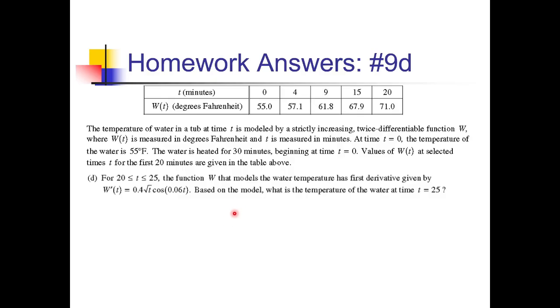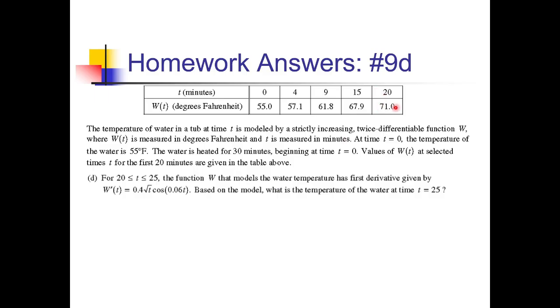For part D of this problem, this is kind of the epilogue to the first 3 parts because this table stops at 20, but you might wonder what happens after 20. Well, they're going to tell you. For times 20 to 25, the function w that models the water temperature has a first derivative given by this w prime of t, this weird square root cosine sort of function. Based on that model, they want the temperature of the water at time 25. So they didn't tell us what w(t) itself was, but they gave us w prime, and we actually know a starting value. We know at time 20, we have the exact temperature of 71.0.